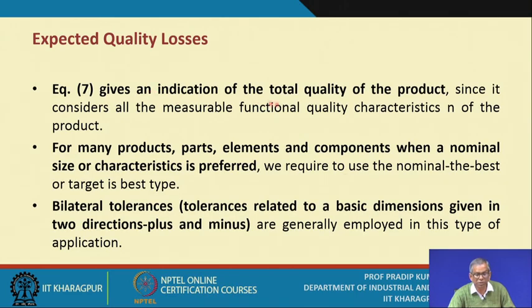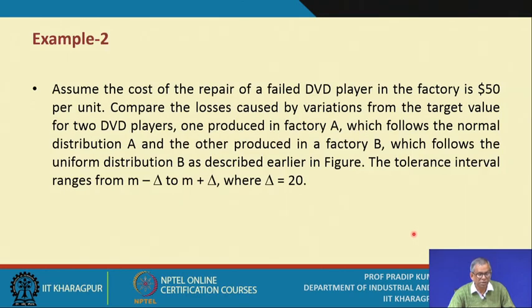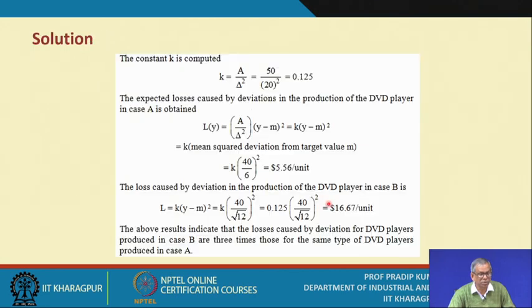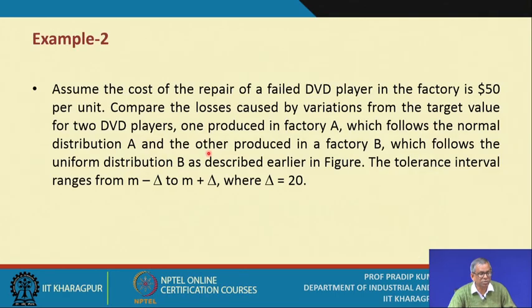So, equation 7 gives an indication of the total quality of the product, and for many products, parts, elements and components, when a nominal size is preferred, we require the nominal-the-best target type. Bilateral tolerances, that means tolerances related to the basic dimensions given in the two directions, plus and minus, are generally employed in this type of application. So, this example is another example we have given. Okay, so please go through these examples again. We'll refer to these examples, right.